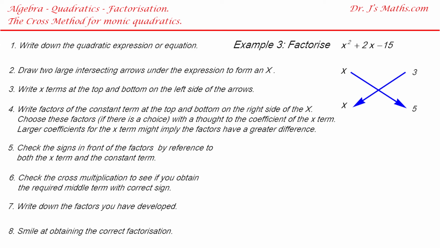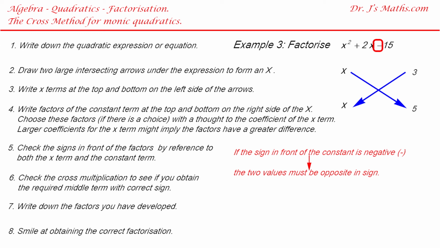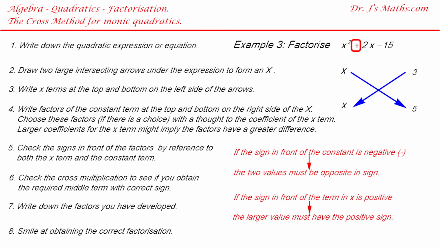And then we have to check the signs in front of the factors. Now if the sign in front of the constant is negative, like we have here, we have minus 15, then the two factor values have to be opposite in sign. If the sign in front of the x term is positive, and here we have a plus 2, then the larger value, i.e. the 5, must have the positive sign.